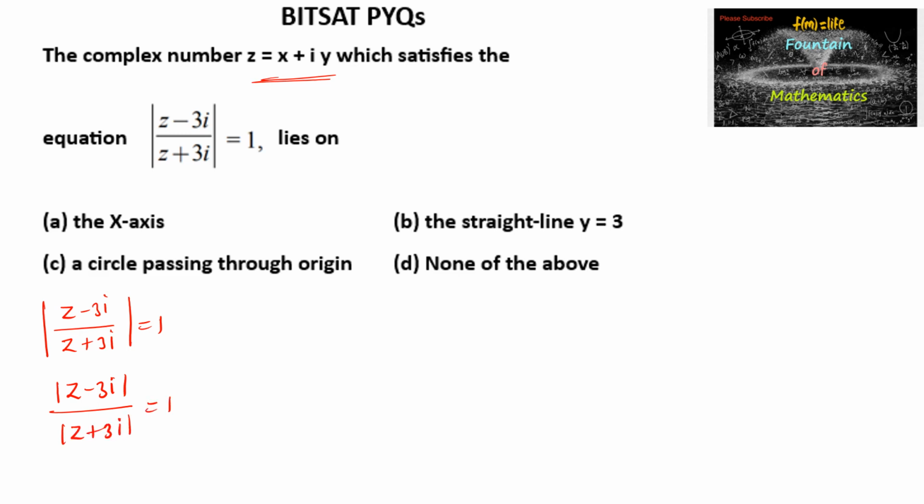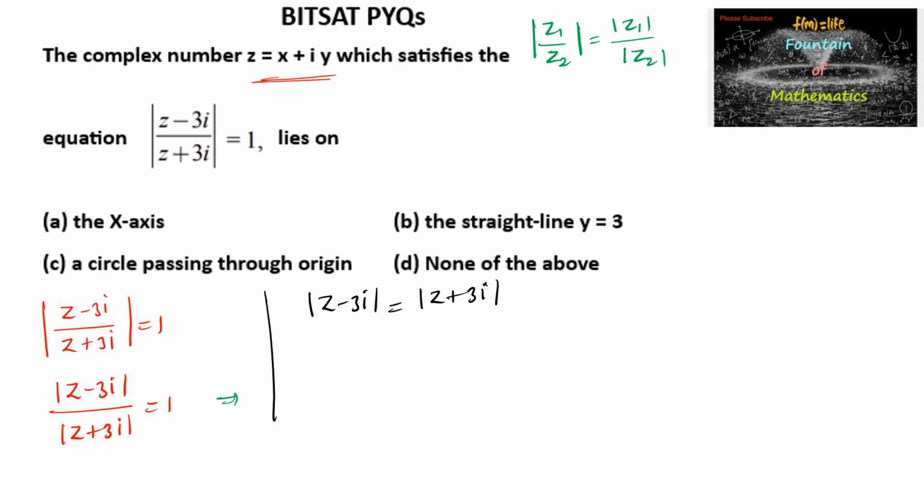Since we know that mod of z1 by z2 is equal to mod z1 upon mod z2, here we can write mod of (z minus 3i) is equal to mod of (z plus 3i), and that is mod of z minus (0 plus 3i), which is equal to mod of z minus (0 minus 3i). We can write like this. So there is one complex number.